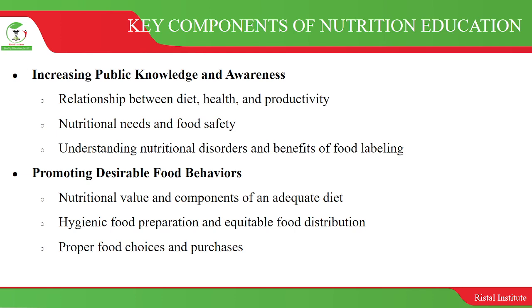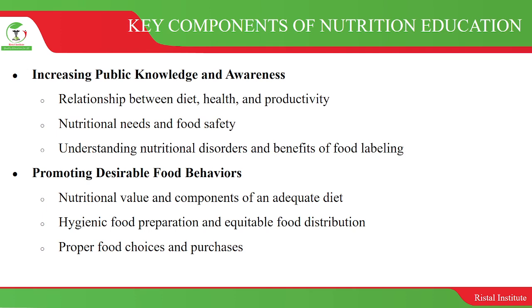The key components of nutrition education. One is to increase public knowledge and awareness. That is one of the key components. And under this, we want to make sure that we enhance the relationship between diet, health, and productivity. How is the community going to be able to have good health and nutrition? They have to make sure they eat well. And how are they going to eat well? They will achieve this by making sure that they have agricultural productivity of these goods in their areas. Also, nutritional needs and food safety. What are some of the ways in which they will keep their food safe from spoilage?